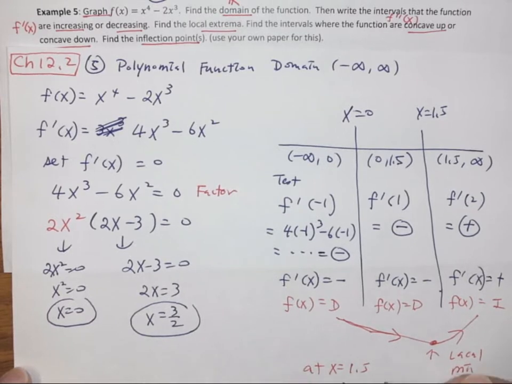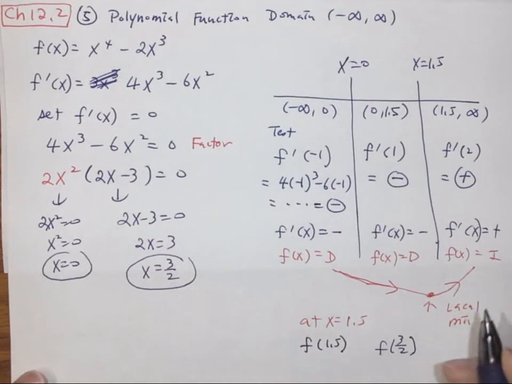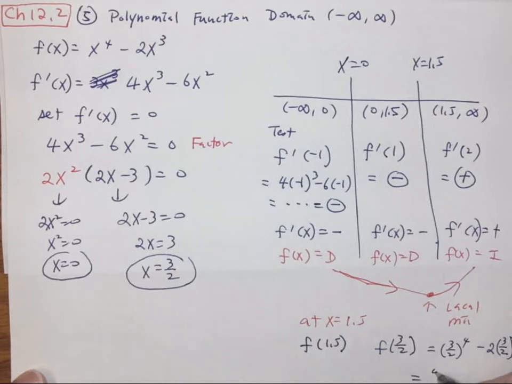I think I did the fraction one, so if I plug in the fraction, f of 3 over 2, because sometimes that's more accurate, then I will have the original function, which is 3 over 2 to the 4th power minus 2 times 3 over 2 to the 3rd power, which will give me 81 over 16 minus 54 over 8.